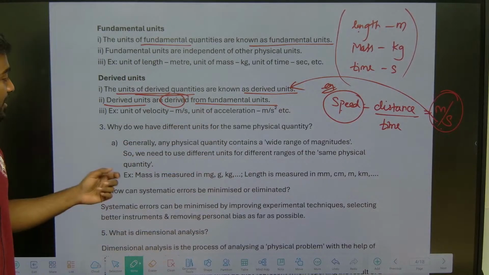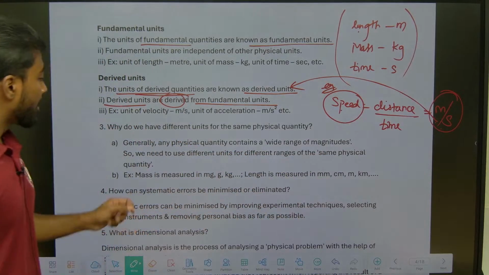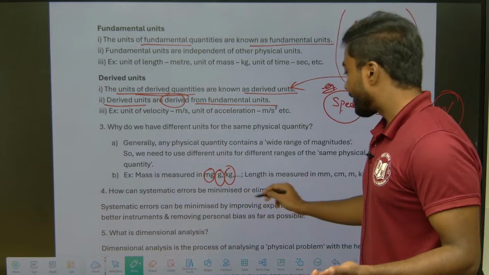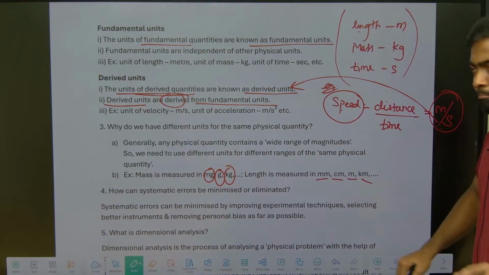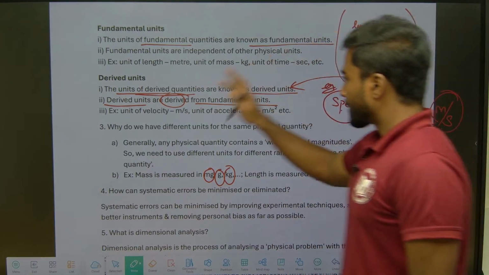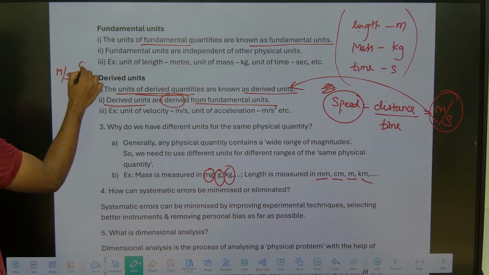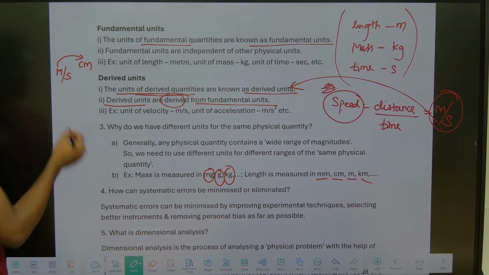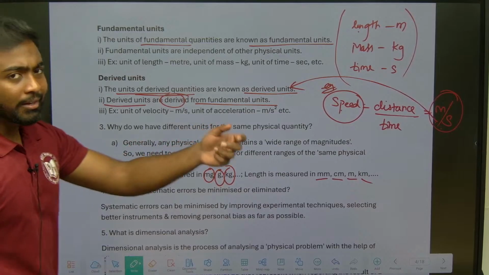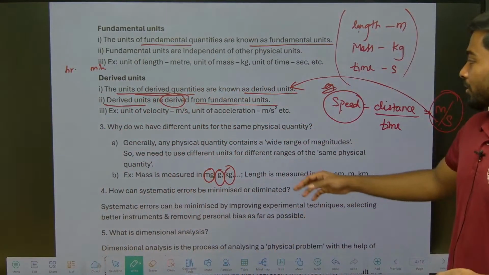Generally any physical quantity covers a wide range of magnitude, so we need to use different units for different ranges of the same physical quantity. For example, mass can be measured in milligram, gram, kg, and so on. Length also: millimeter, centimeter, meter, kilometer. But only one unit will be taken as the SI unit. If I talk about speed, we can measure in meter per second, or in centimeter, millimeter, kilometer, and accordingly time can be taken in hours or minutes. So this is why there are different units.